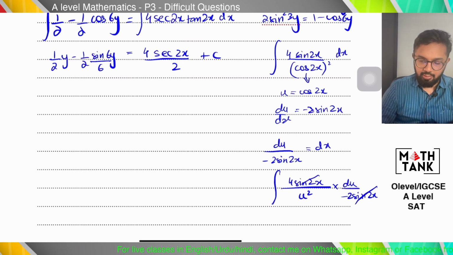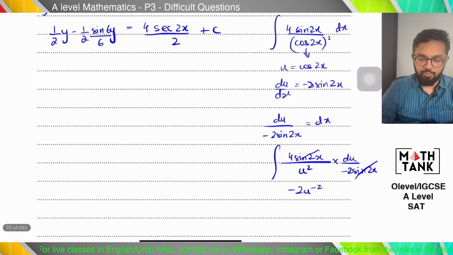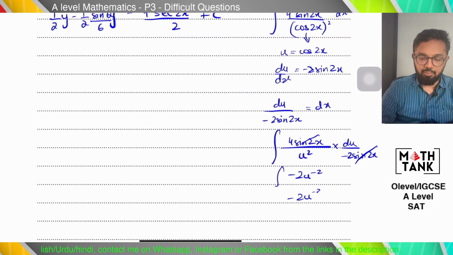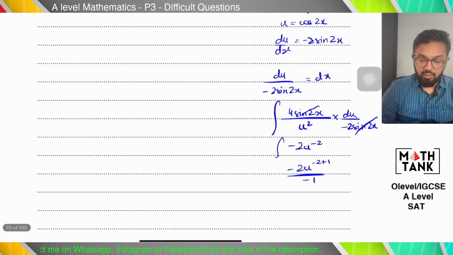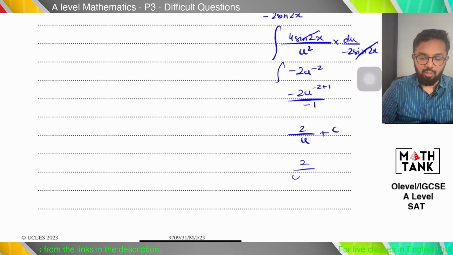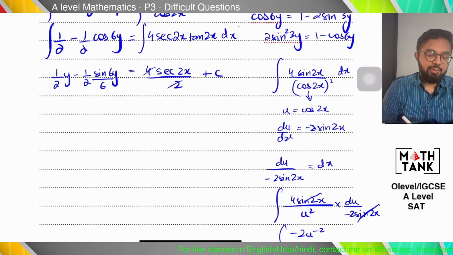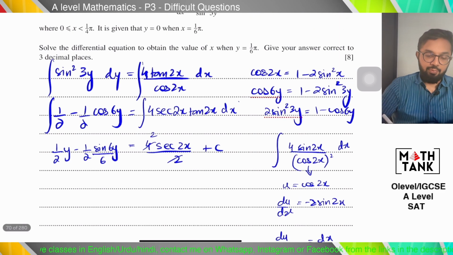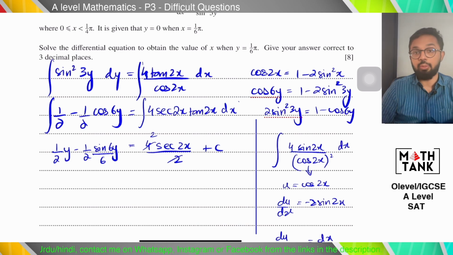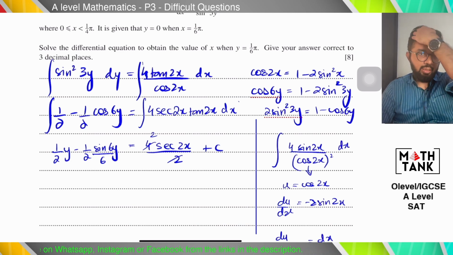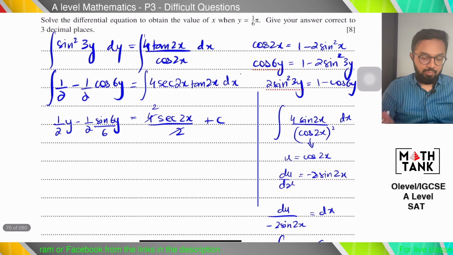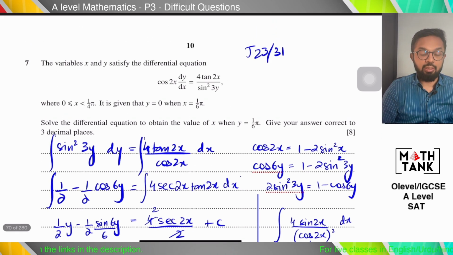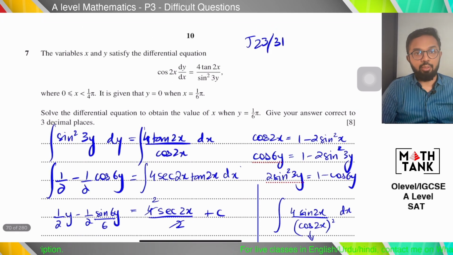This would cancel out. I'd get minus 2 u to the power minus 2, and the integral of that would be minus 2 u to the power of minus 2 plus 1, divided by minus 1. So I'd get 2 over u plus c. Now what was u? Remember that it was cos 2x, so that equals 2 sec 2x plus c. That's the same integration that you get. So you could have done it with integration by substitution, although the substitution is not given to you. That's something you need to be aware of. Otherwise, you could use whatever is given in the formula sheet. That is what the examiner suggested in the examiner report as well.